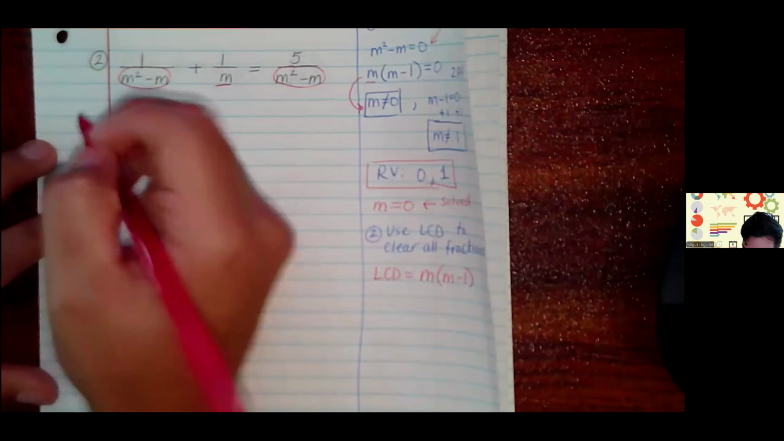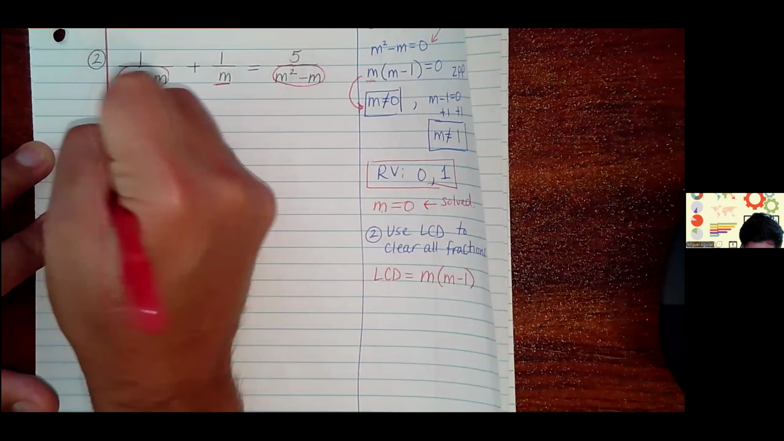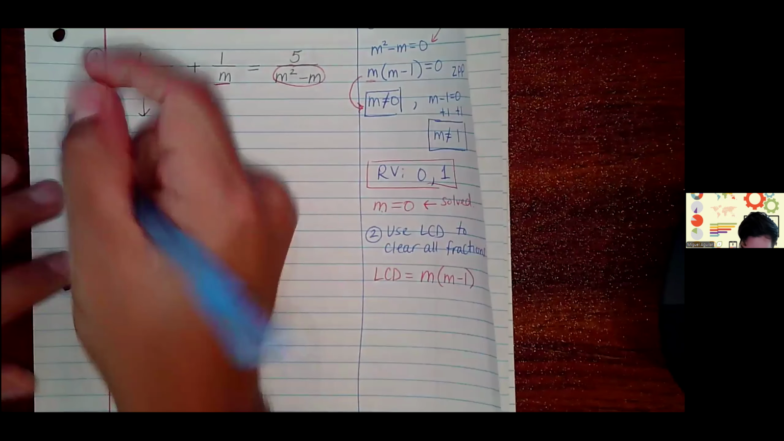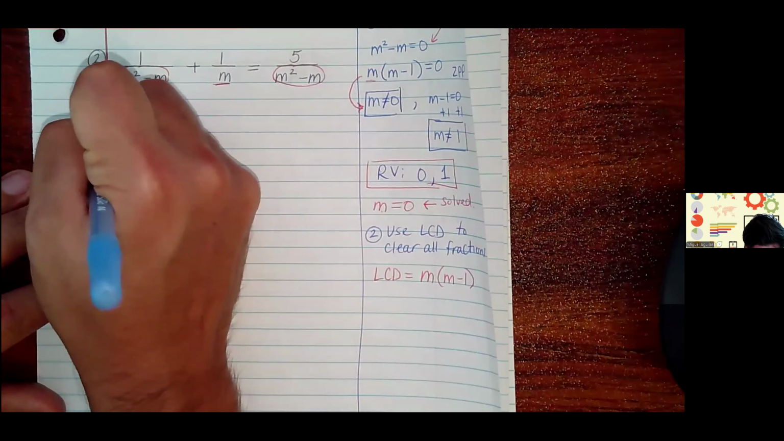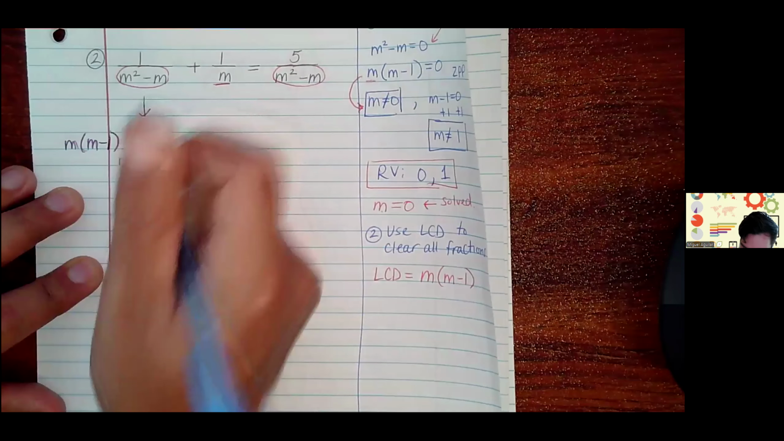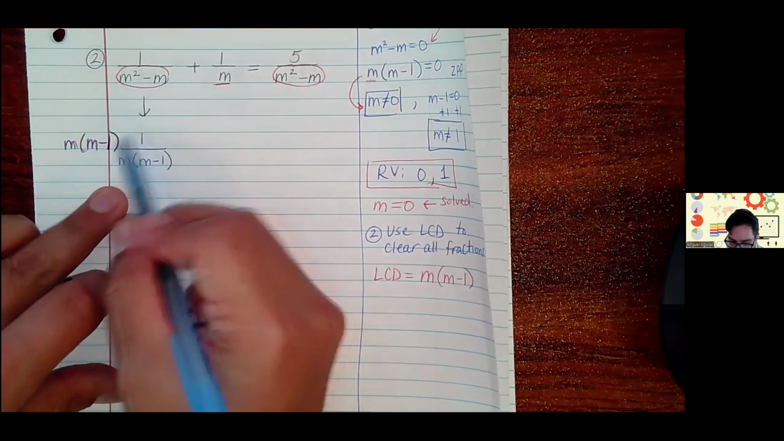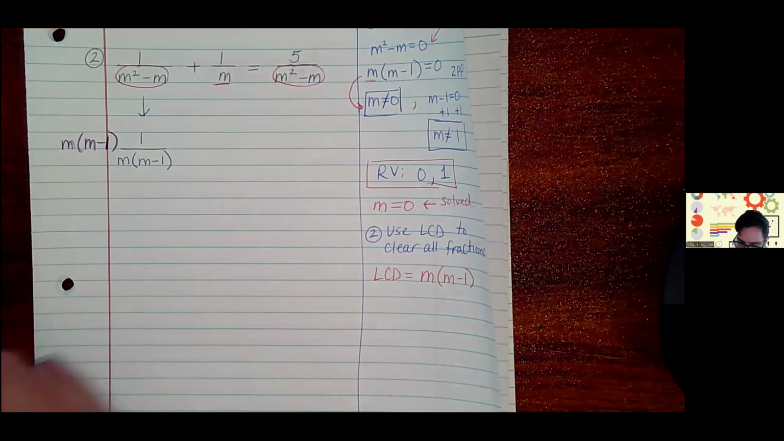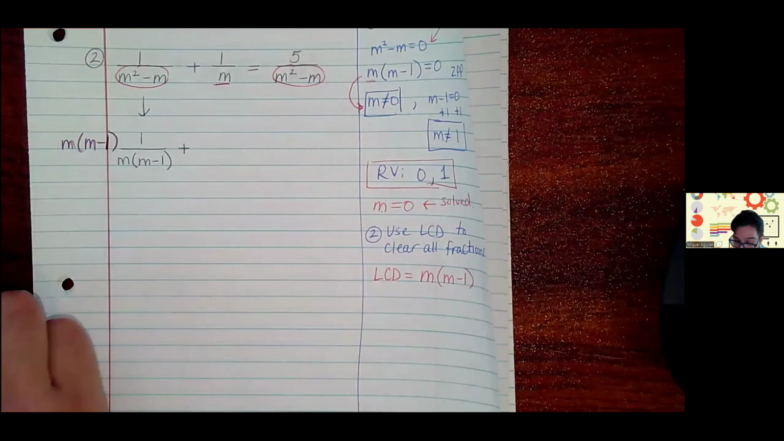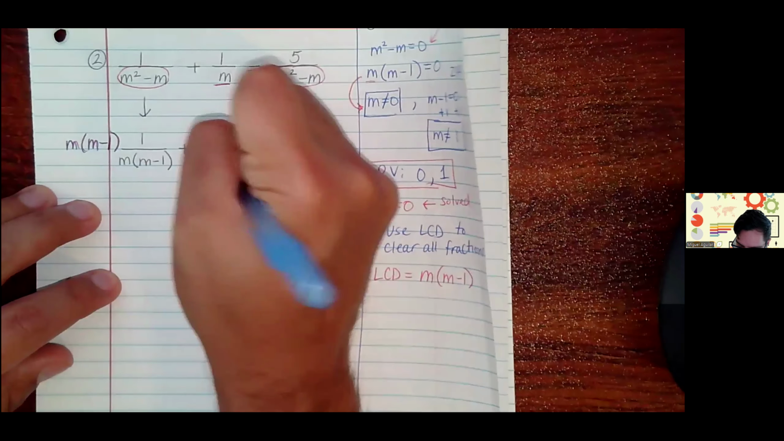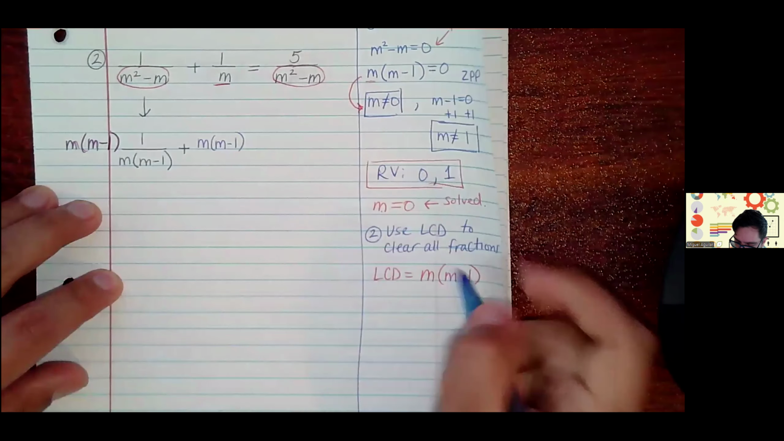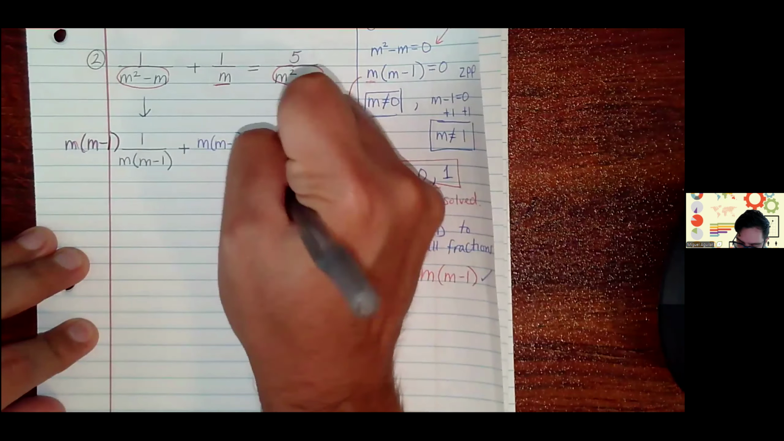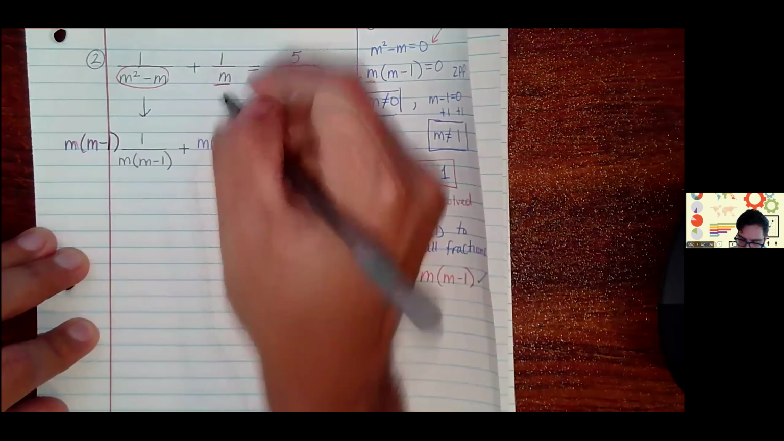So you'll see me write m times m minus 1 right here. Maybe let me change color because you can hardly see that one. M times m minus 1. That's going to get multiplied by this first fraction so that we can cancel out each of the factors in the denominator. Then we're going to do it again. Take m times m minus 1, which was the LCD, and multiply that by 1 over m, which is the second term.